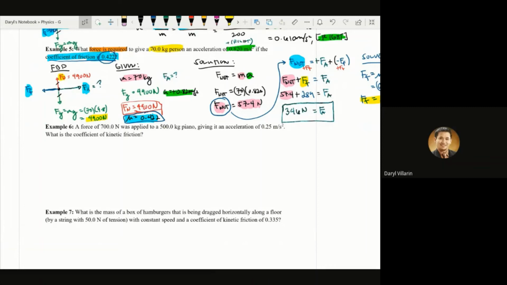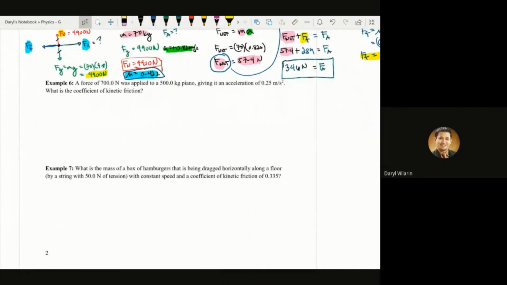Okay, let's move on to example number 6. A force of 700 newtons was applied to a 500 kilogram piano, giving it an acceleration of 0.25 meters per second squared. So this is moving. So you're talking about the kinetic friction.